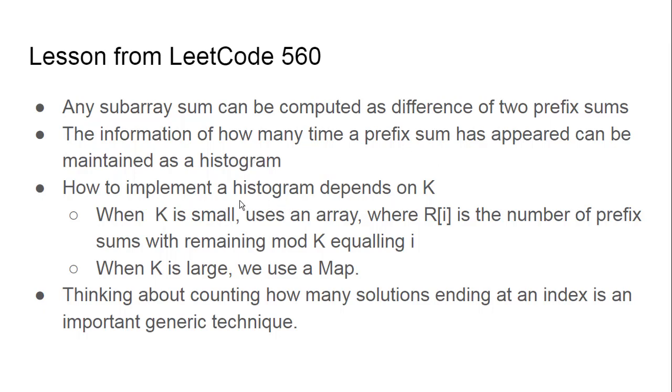And how to implement the histogram depends on the range of possible values. If the range of possible values is small, we can simply use an array. But if the range of possible values is large, we will need to use a map.